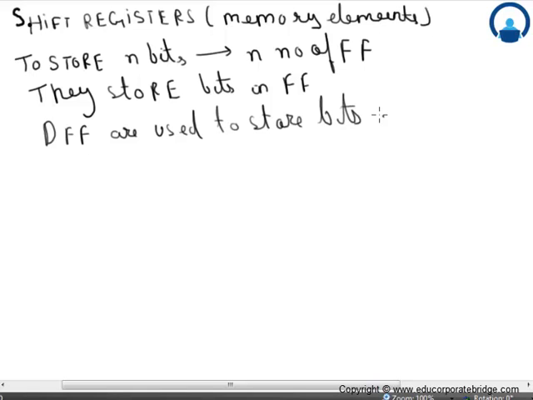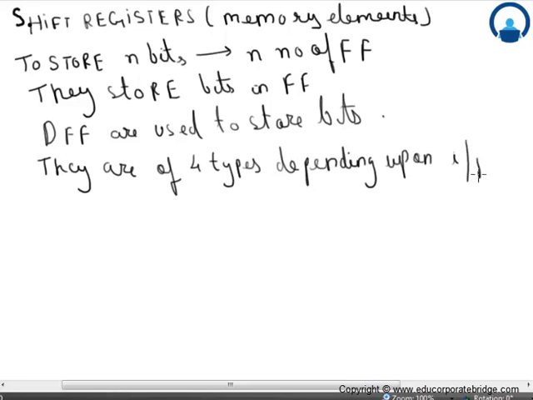Now, shift registers have different modes of storing the data and different modes of extracting the data. Depending upon the input terminal and output terminal, they are classified into 4 types. Let's take this as points so that it is easy to recall.